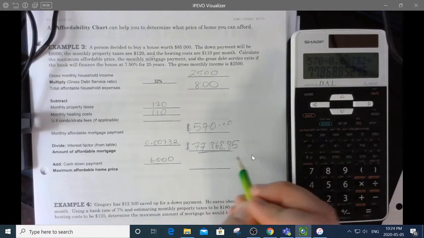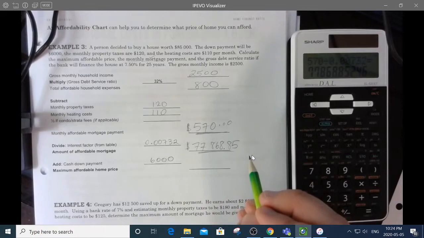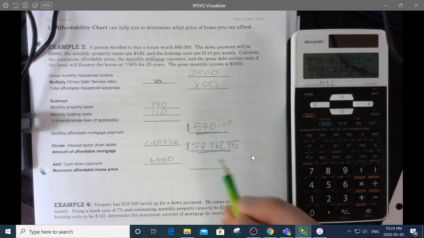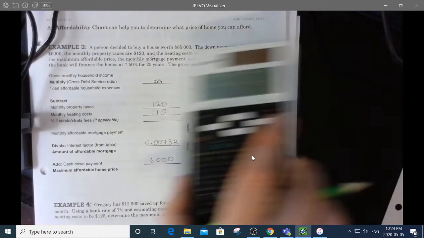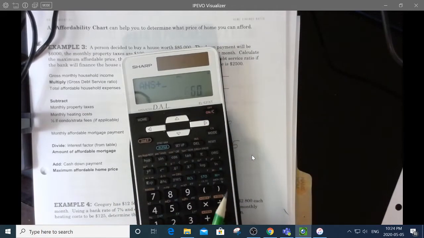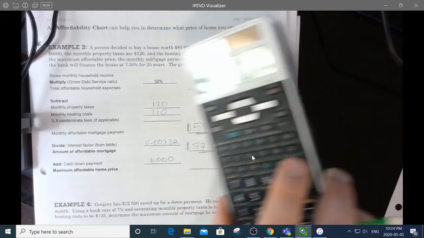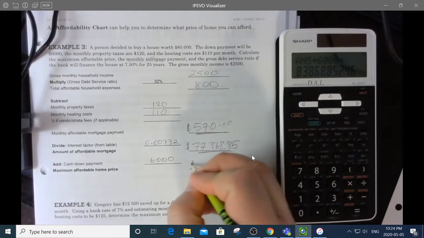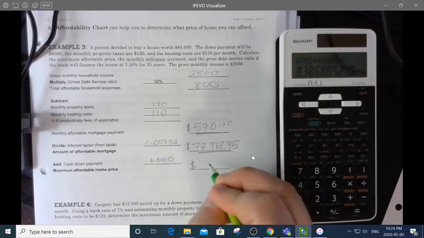And this actually answers the question, what's the biggest mortgage they could get? This answers the question, what's the biggest monthly payment they can afford. And now add this and this together. So just add 6,000 to this. And there you go. That is the absolute highest price that they can afford to pay for a house.